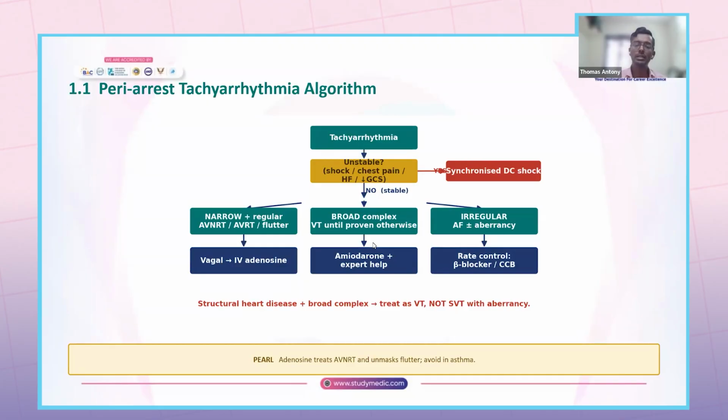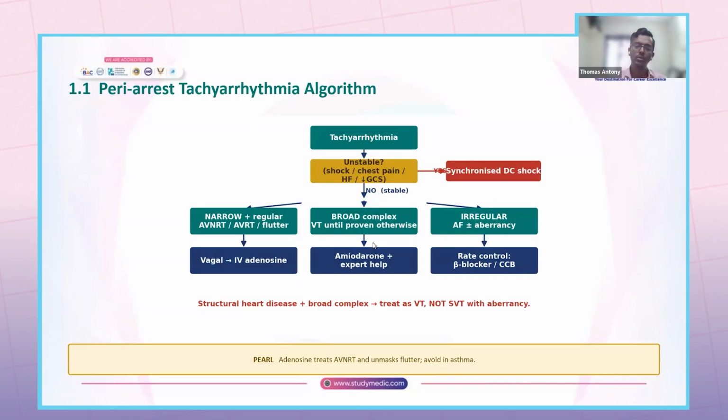And if the patient is clinically stable, then you have to look at the complexes. So if it is a narrow complex and it is regular, then we are dealing with conditions like AVNRT and AVRT, or even an atrial flutter. In such cases where it is supraventricular, you first try vagal maneuvers. So this goes sequentially. First you'll have vagal maneuvers, like a carotid massage. Then we'll go for IV adenosine when required.